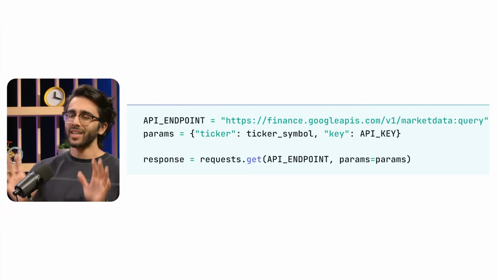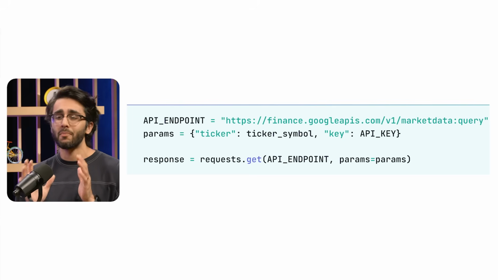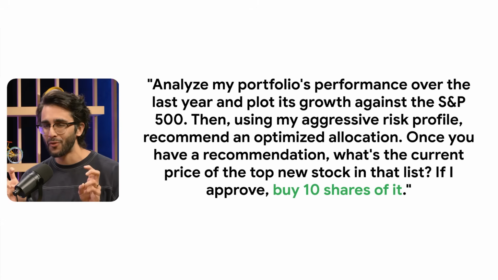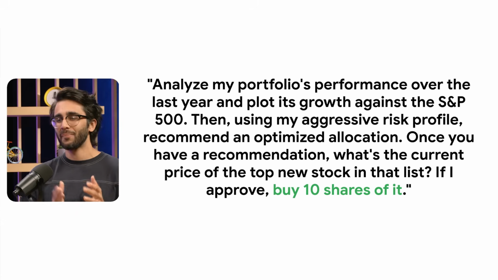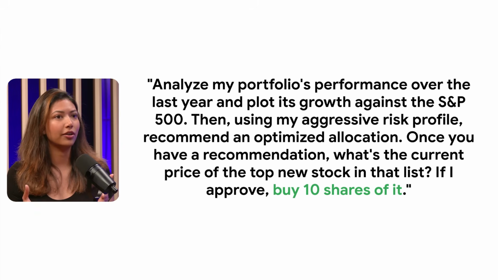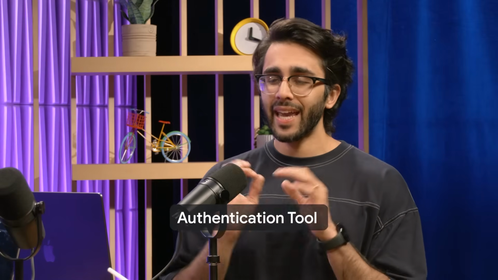Okay, so checking the price is easy, but the final and most critical step in the prompt is when a user says, if I approve, buy 10 shares of it. This is where we have to be incredibly careful with security. Absolutely. So, this is actually the most critical part. So, how did you approach the authentication piece? Yeah, good question. So for this, we have to build an authenticated function tool. The ADK pattern for custom tools like this puts the auth logic right inside of the function itself.